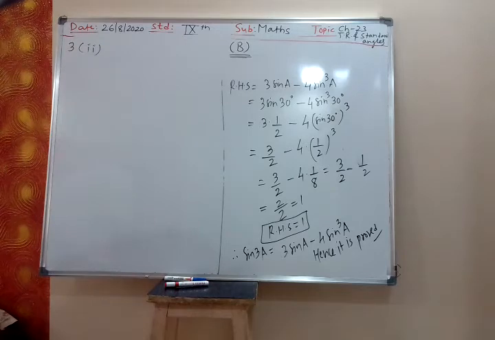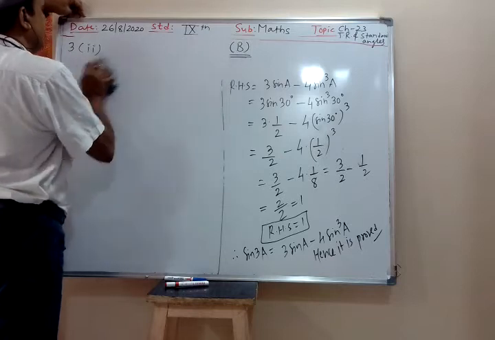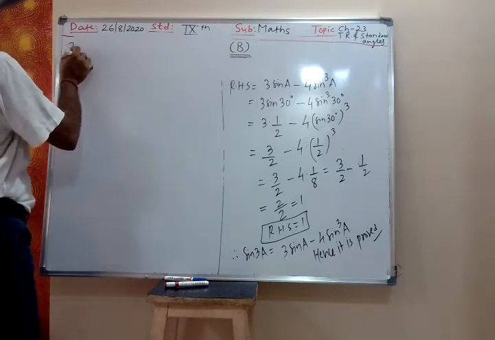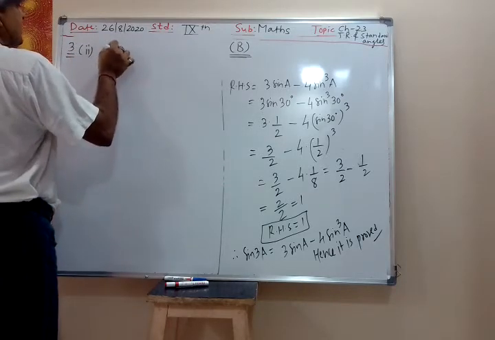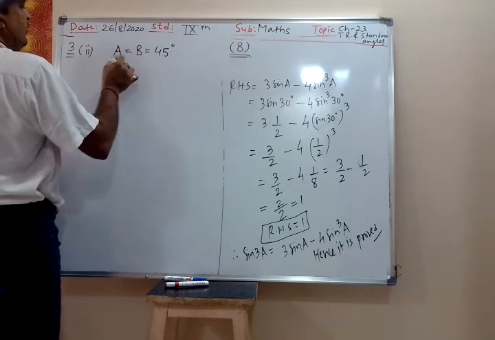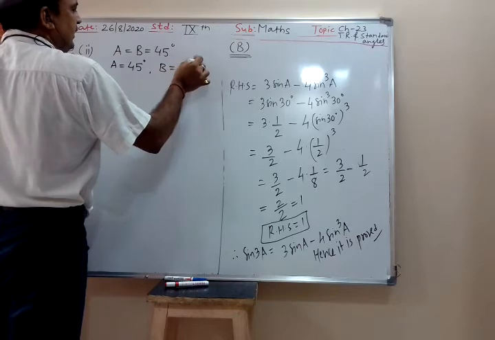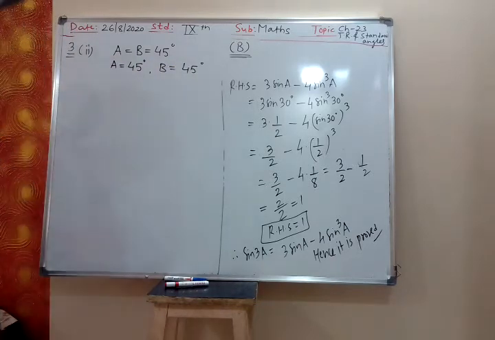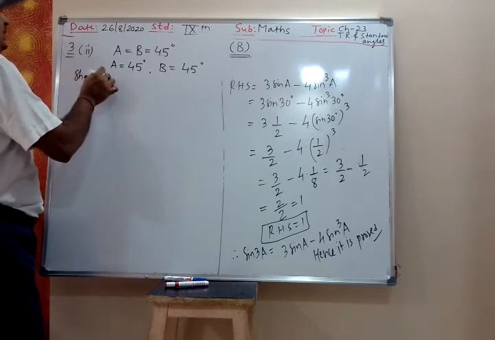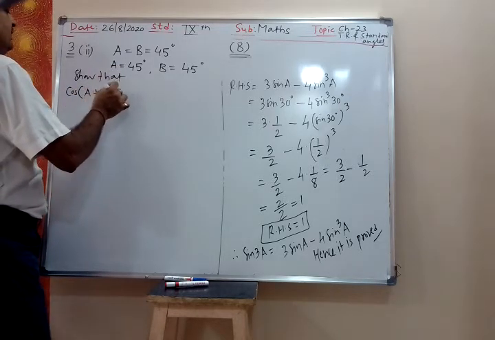Third, second. You are given A is equal to B is equal to 45. So A is equal to B is equal to 45 means A is 45 degree and B is also 45 degree. Yes, all are important in this. Then it is asked, prove that or show that. Then show that the second part I am doing, cos A plus B.